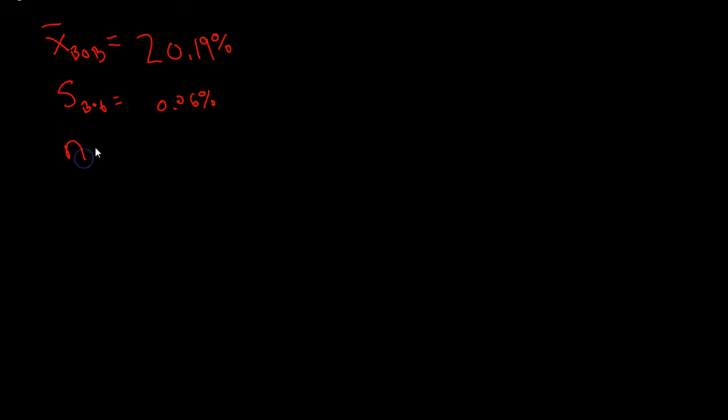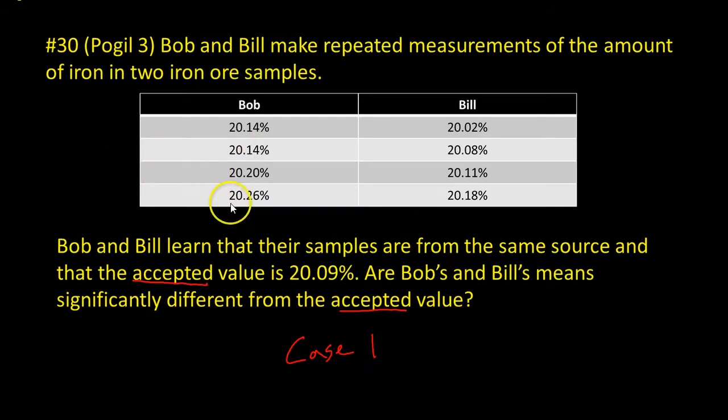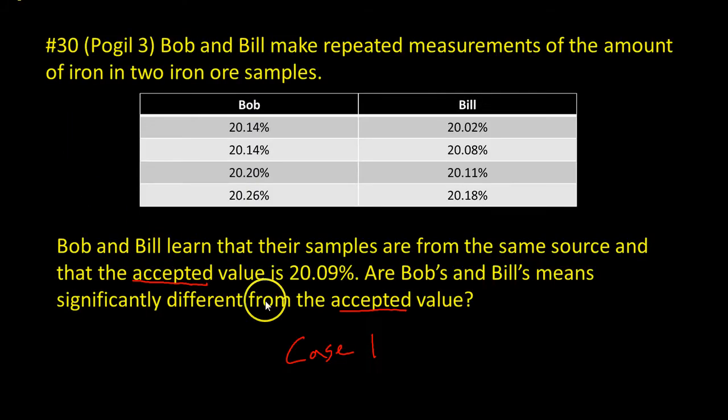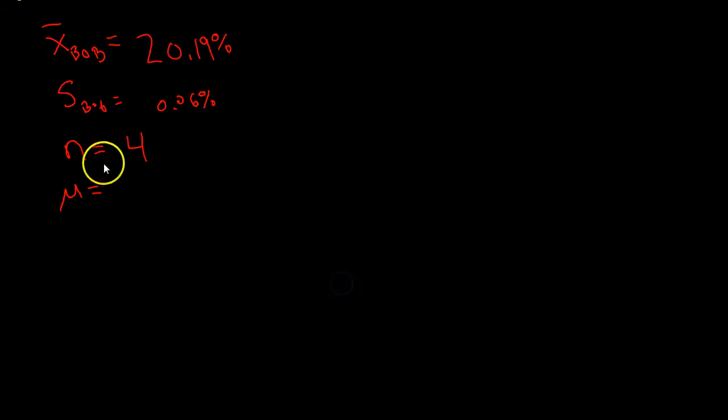And something else to bear in mind is that this n is the number of measurements from Bob only, and that's 4. Another thing we want to look at is the accepted value, mu, which is 20.09%. Our degrees of freedom, call this NDF, is the number of total samples minus the number of averages. This is 4 minus 1, which is 3.